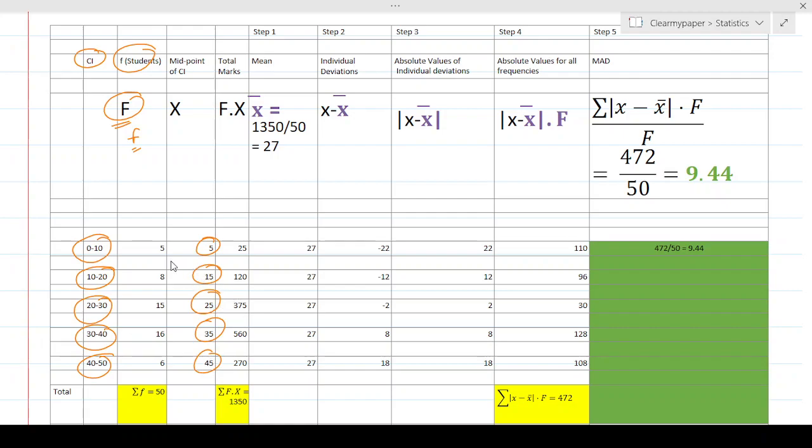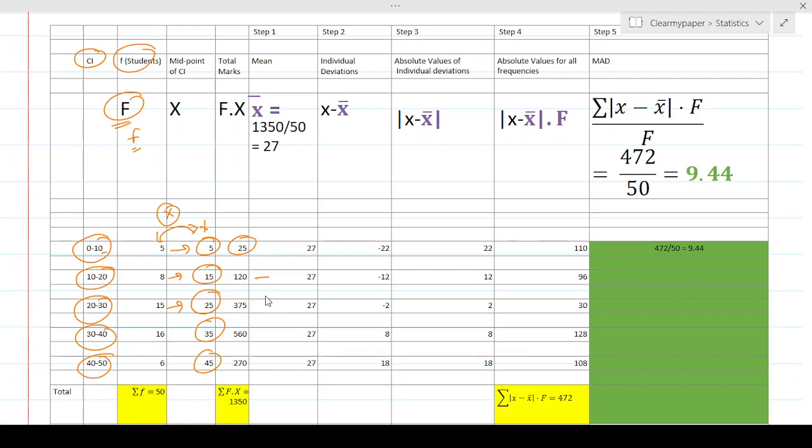Now I know that 5 students on an average have got 5 marks. That's what I'm assuming. Over here I'm assuming 8 students on an average have got 15 marks. Over here I'm assuming 15 students have on an average got 25 marks. So that means if every student has got 5 marks in this interval, there are 5 students. So I need to multiply these 2 columns to get the total marks for this class interval for all the 5 students. So 5 into 5 is 25.